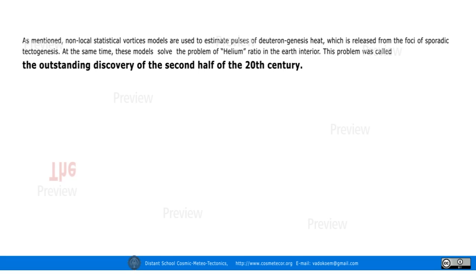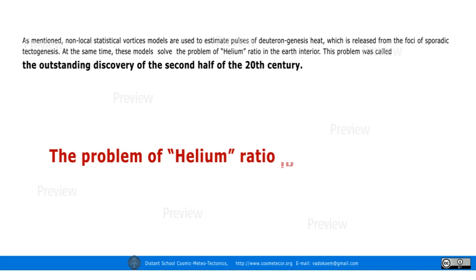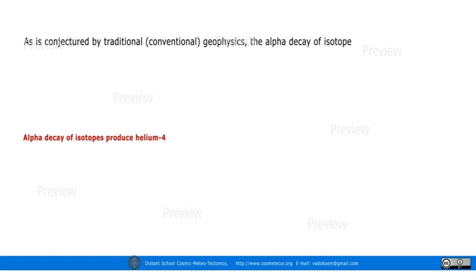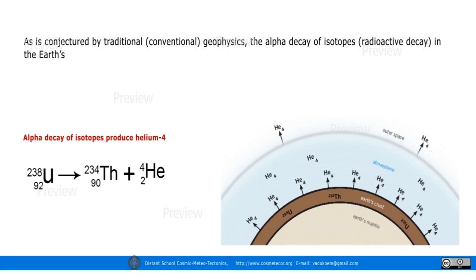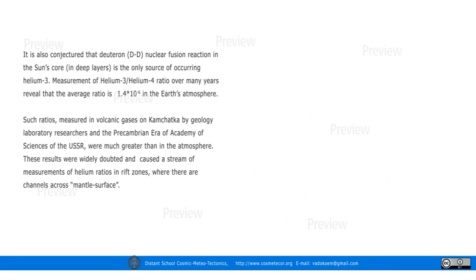As mentioned, non-local statistical vortex models are used to estimate pulses of deuteron-genic heat, which is released from the foci of sporadic tectogenesis. At the same time, these models solve the problem of helium ratio in the Earth's interior. This problem was called the outstanding discovery of the second half of the 20th century. As is conjectured by traditional or conventional geophysics, the alpha decay of isotopes, that is radioactive decay, in the Earth's interior is the source of naturally occurring helium-4 on Earth.